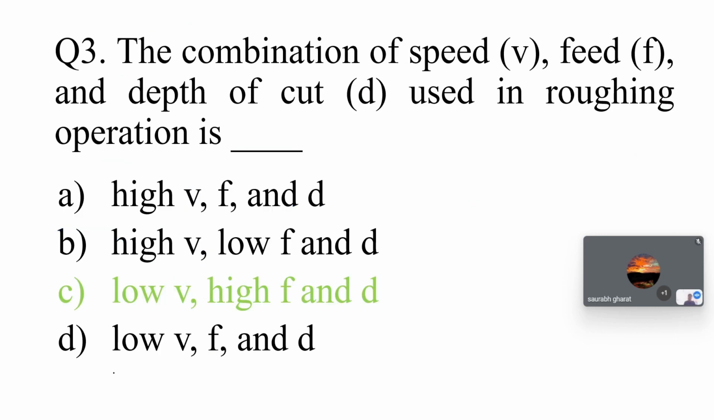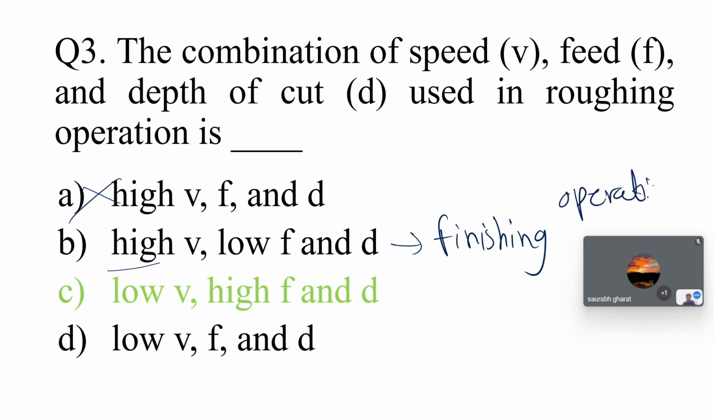Okay, so the combination of speed V, feed F, and depth of cut used in a roughing operation. High speed and high depth of cut is not the correct answer. High V, low feed and low depth of cut means it is actually a finishing operation. And low speed, high feed and high depth of cut is actually a roughing operation.